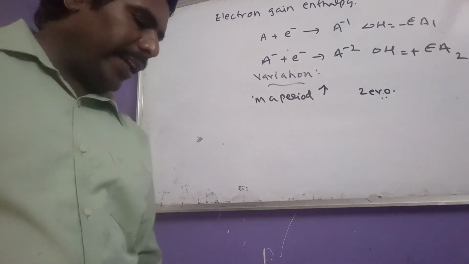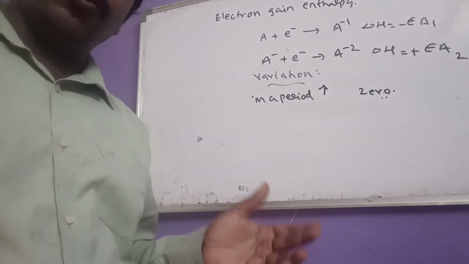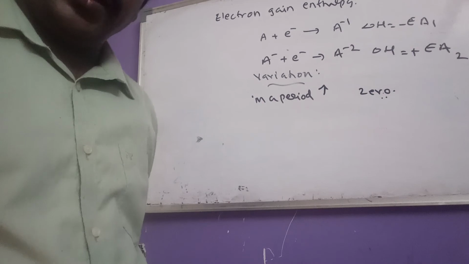So this is regarding the variation of ionization potential in a group and in a period, and regarding electron gain enthalpy. Okay, bye.